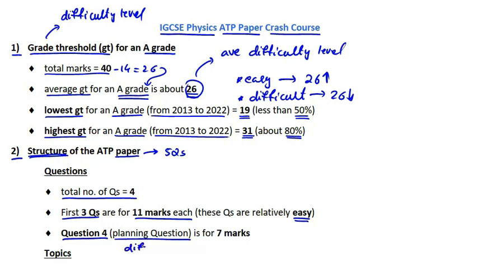considered to be the most difficult question in the paper by most of the students. But the good thing about the planning question is that it's only for 7 marks. So even if you mess up the planning question, you can still secure an A grade in your paper.